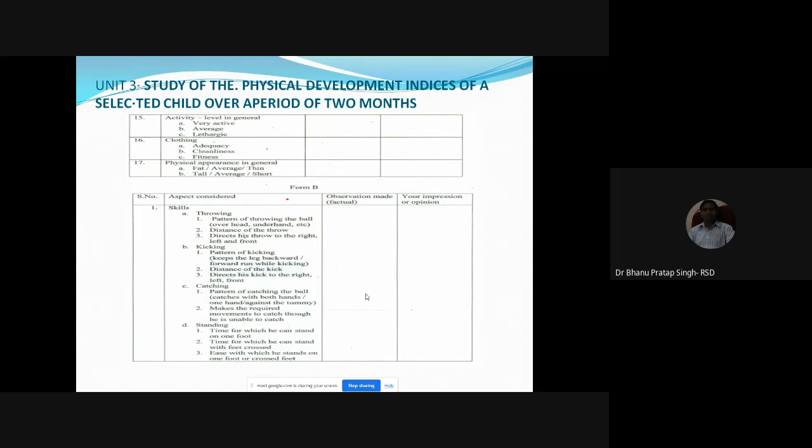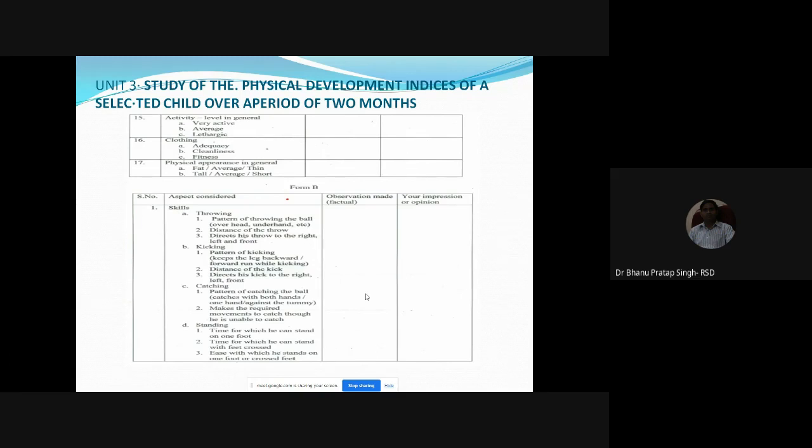Means some basic skills that you have to understand, identify, and measure for making the overall report of the child. First is throwing pattern. The throwing of the ball means whether he is lefty or righty, and from which distance he is throwing the ball. So this is about throwing. Kicking, pattern of kicking, whether he keeps the leg backward and forward, what is the distance, and whether he directs his kick to the right or left, means whether he is lefty or righty.